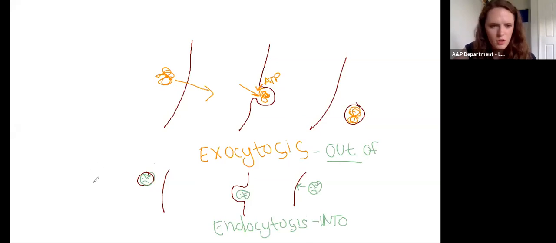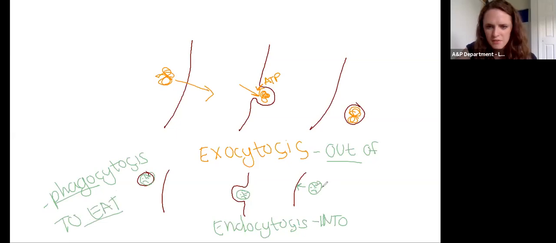Endocytosis is also known as phagocytosis. Phago means to eat, so this literally means to eat something from the outside of the cell. It brings something from the outside and sucks it into itself. It eats it. It engulfs that cell or that bacteria, whatever is coming into the cell.